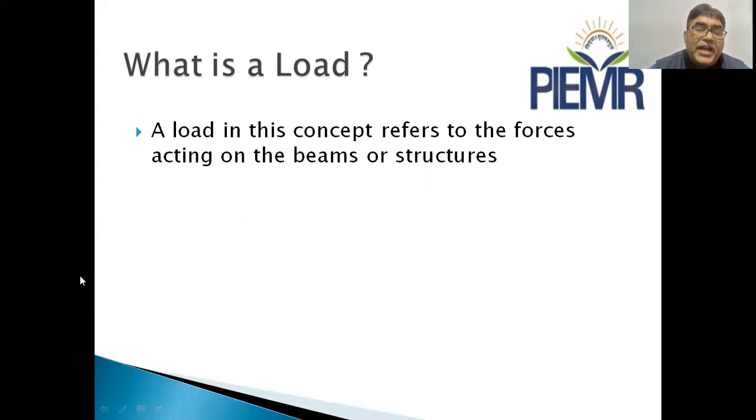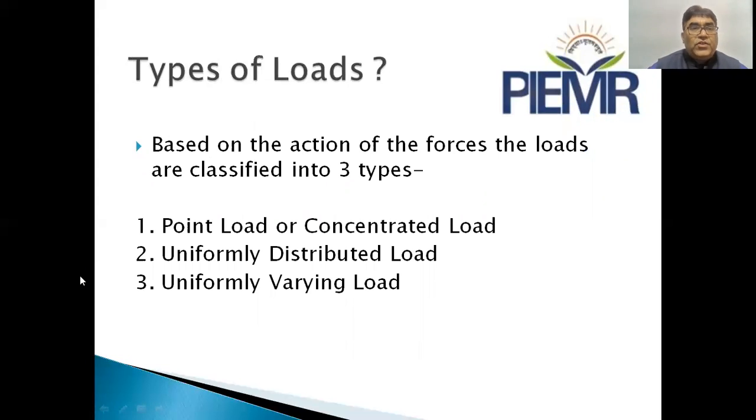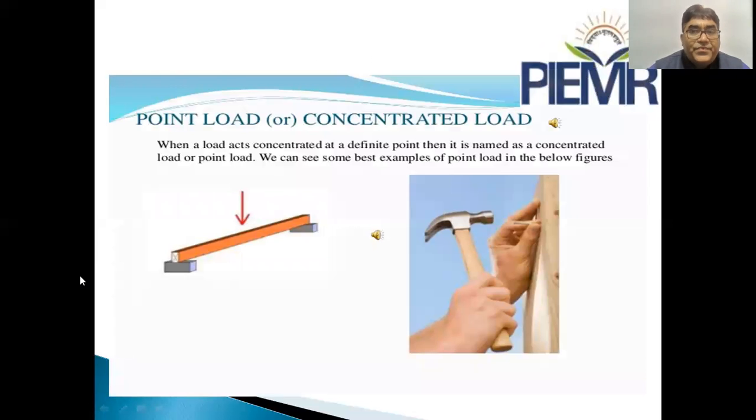That part I will be covering in my next upcoming lectures. So, how many types of loads are there? Based on the action, the loads are classified into three types. First is the point load or concentrated load. Second is uniformly distributed load. And third is uniformly varying load. Going forward, I will explain the different types of load individually.